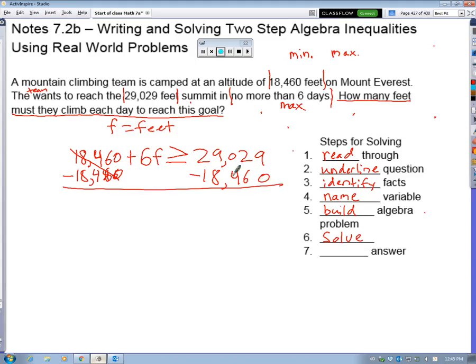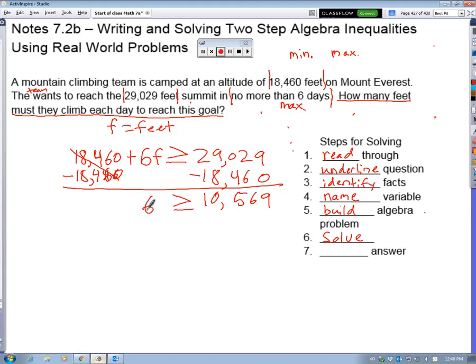Okay, I got my numbers right on that one this time. Gold star for me. Now let's go ahead and subtract this. 29,029 feet minus 18,460 feet. We are left with 10,569 feet.